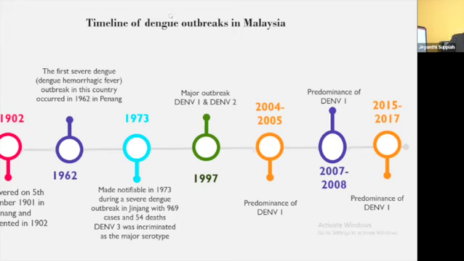Right. And then in 1997, we also had major outbreaks. The causative serotypes were dengue 1 and dengue 2. After that, we had many subsequent outbreaks, including in 2004, 2005, and then 2007, 2008, and 2015 to 17. All these are caused by, we saw a predominance of dengue serotype 1.